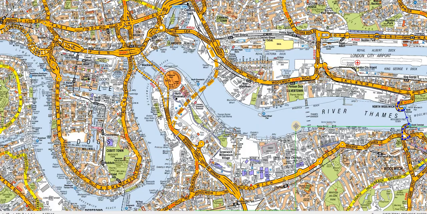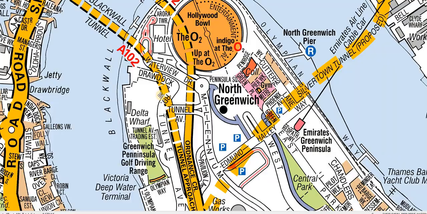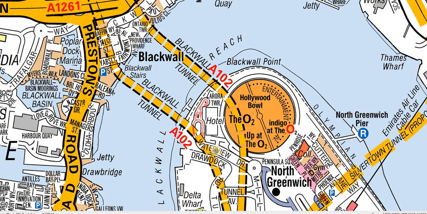Sometimes we have to use a tunnel. So how do you recognize tunnels? If you see the first page of the book, Master Atlas of Greater London, they mention different signs. Look, this is a broken solid line. This means this is a tunnel.